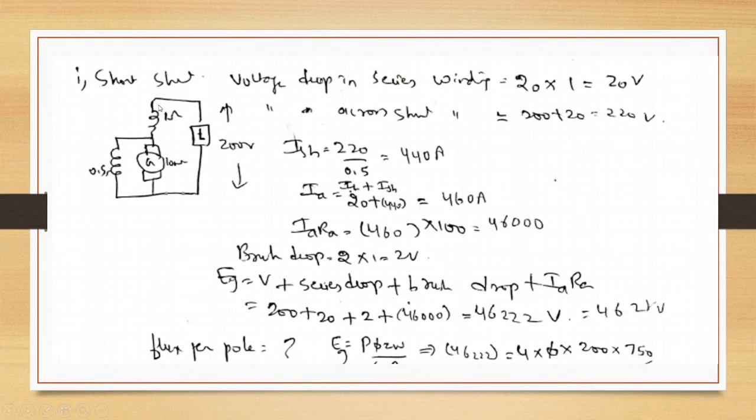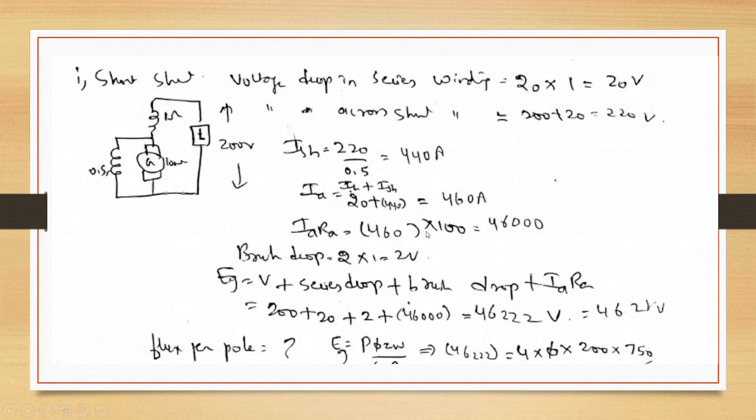So first, short shunt. Voltage drop in series winding is 20 into 1, that is 20 volts, and voltage drop across shunt field winding is 200 plus 20, that is 220 volts. And shunt field current is 220 by 0.5, voltage divided by resistance, that is 440 amps. And for short shunt, IA is equal to IL plus ISH, that is IL is 20 plus ISH is 440, so it is 460 amps.